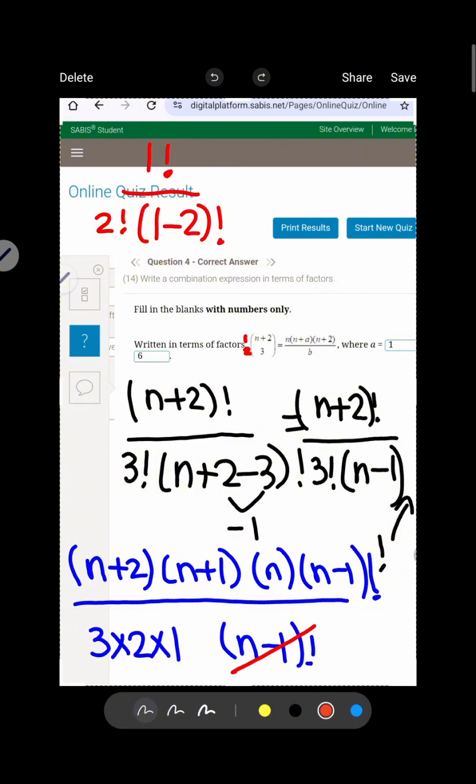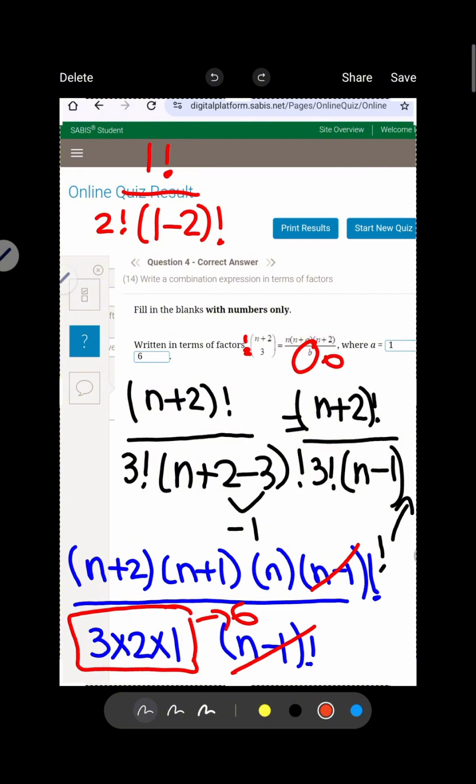Okay, now you're going to fill in the blanks. For this, you will get 6. Okay, it's equal to 6. So down, what is it? 6. Up, you have to see the blanks. They already gave you n. They gave you n plus 2, but they didn't give you n plus 1, so you just put it here.